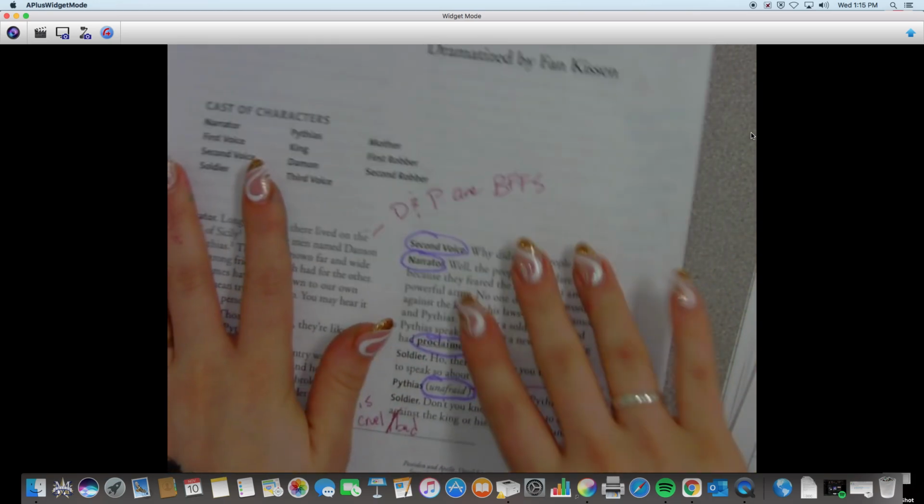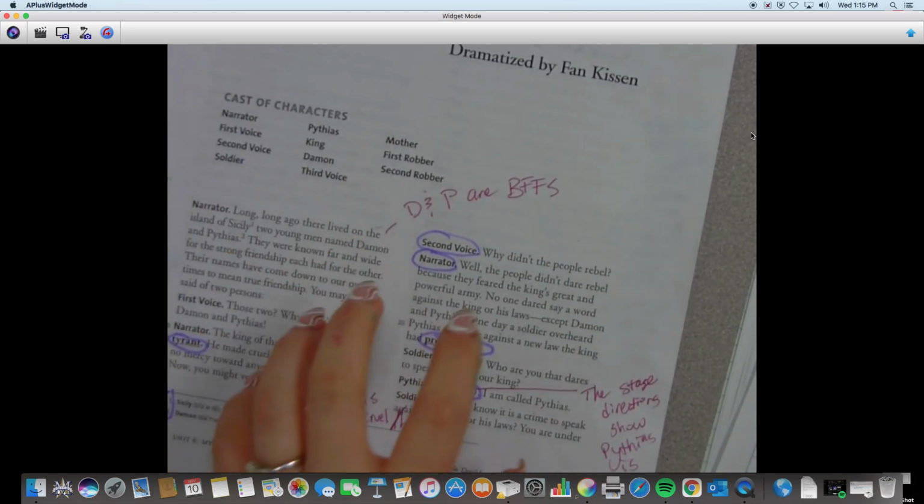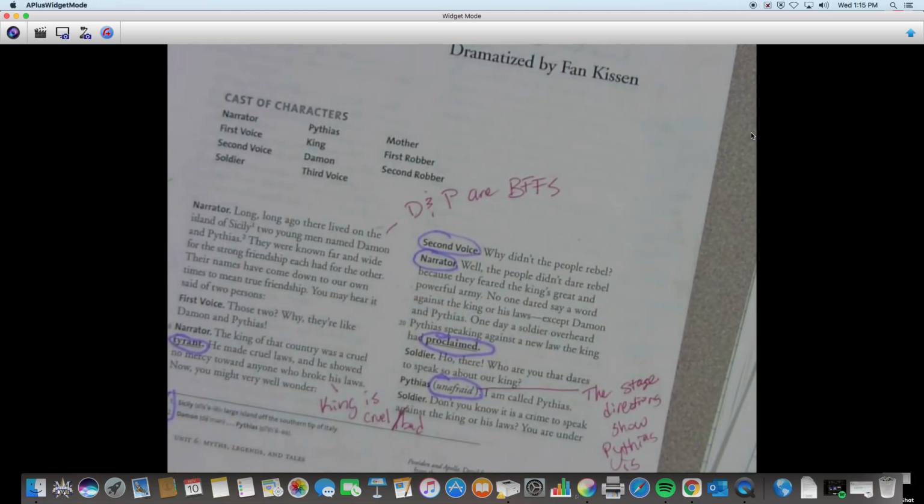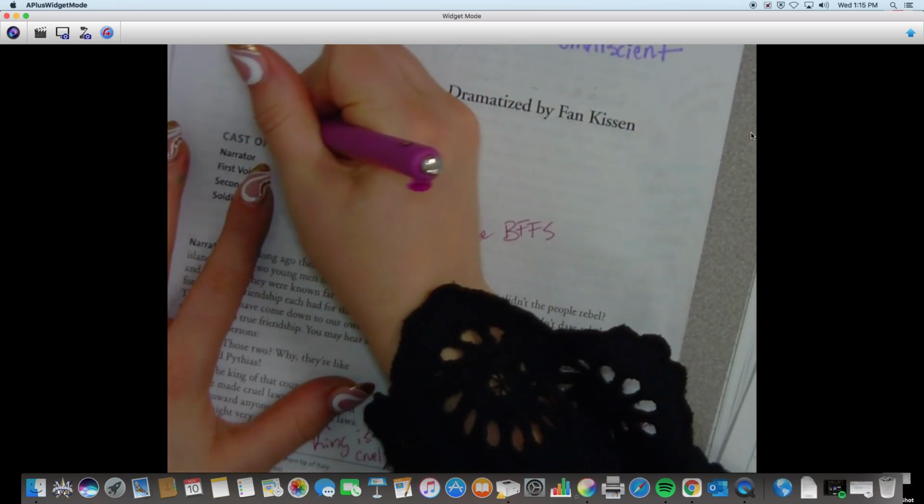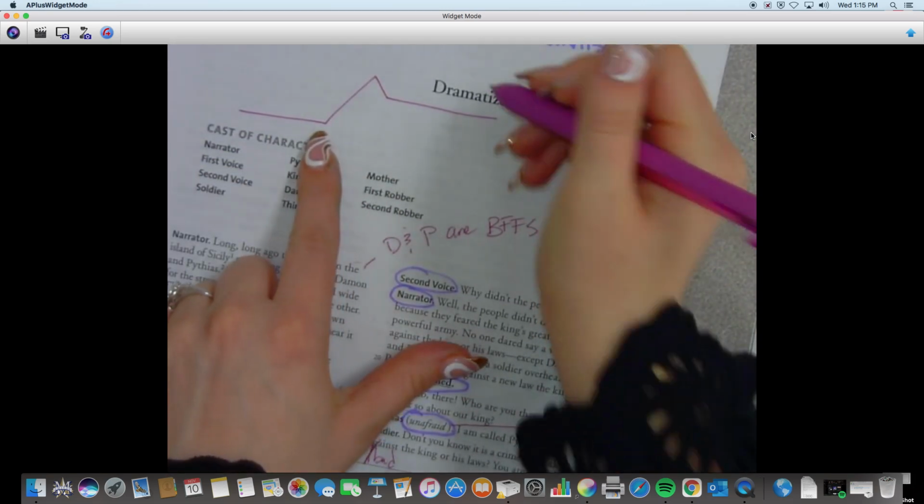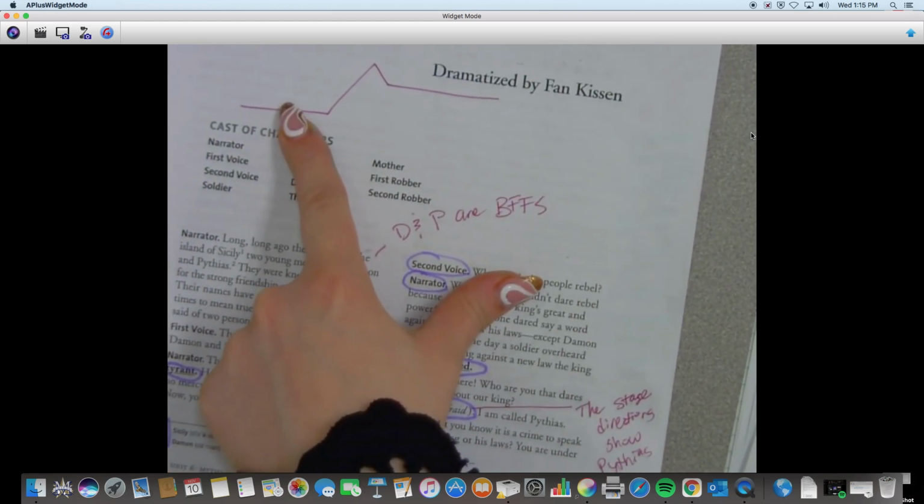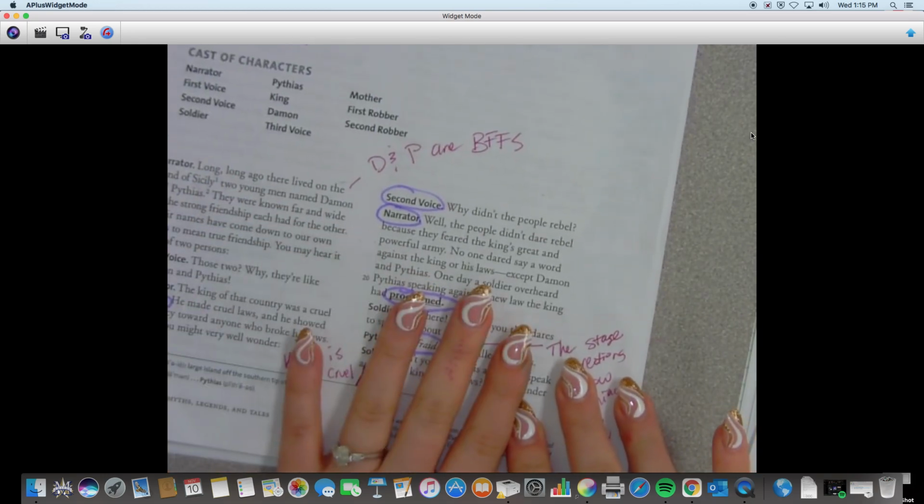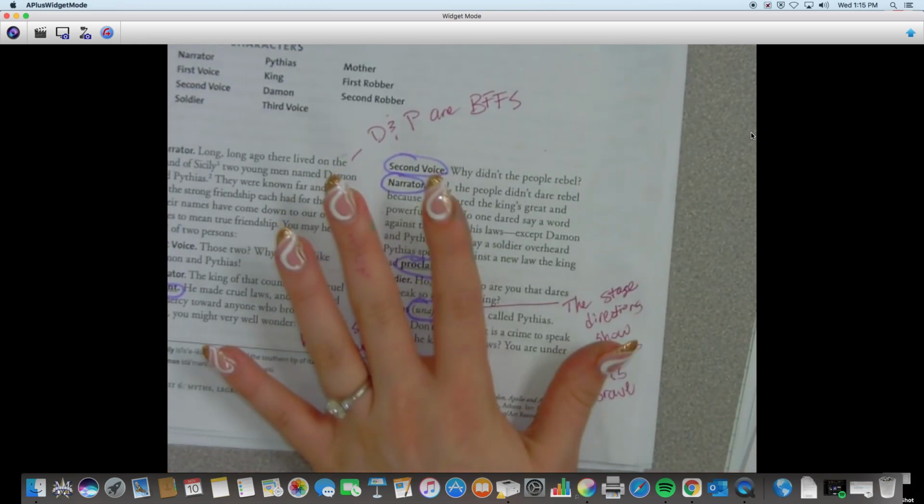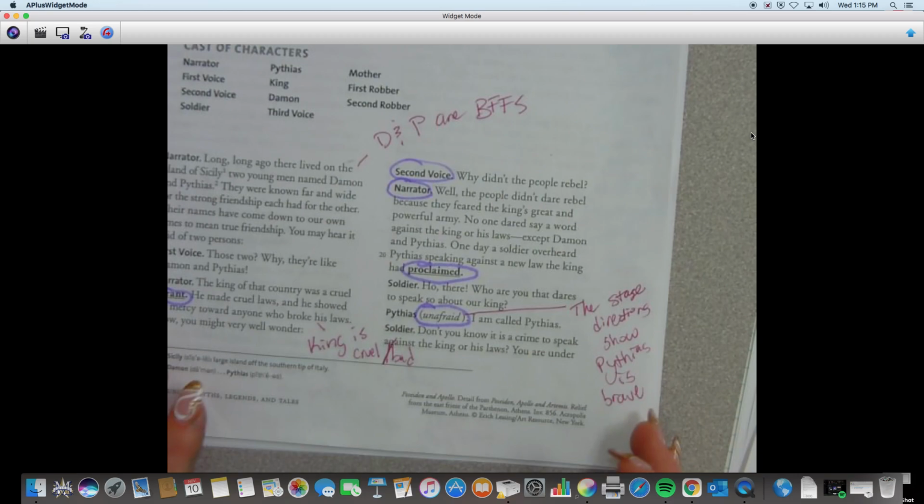So the first thing that I wanted to go over is the way that Damon and Pythias is structured. I'm going to use a little picture of my copy of Damon and Pythias. This is the most important parts of the plot that I'm going to have on here.